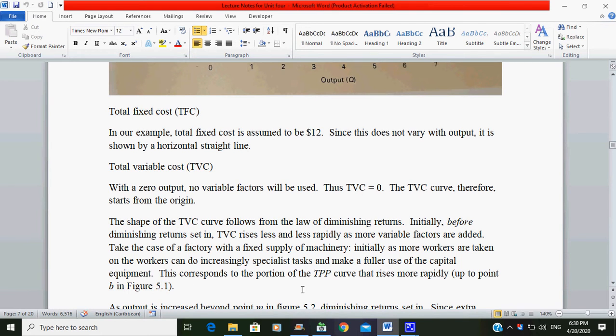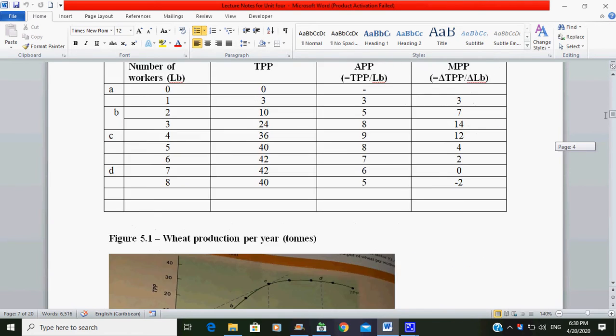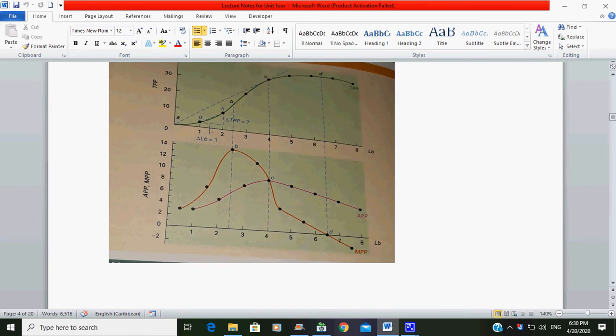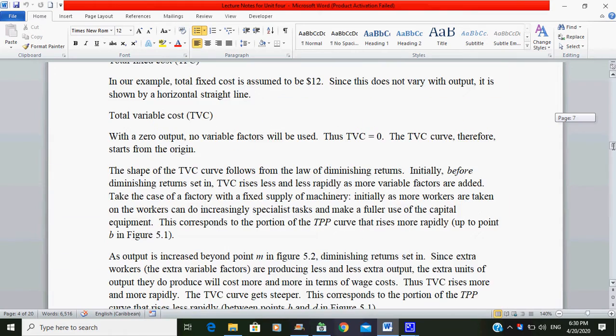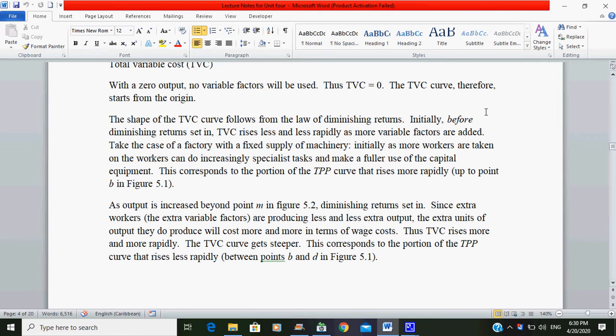This corresponds to the portion of the TPP curve that rises more rapidly up to the point of what? B. What is the TPP curve? Right here, up to the point of B, and B is the long line going up, in figure 5.1. Alright.